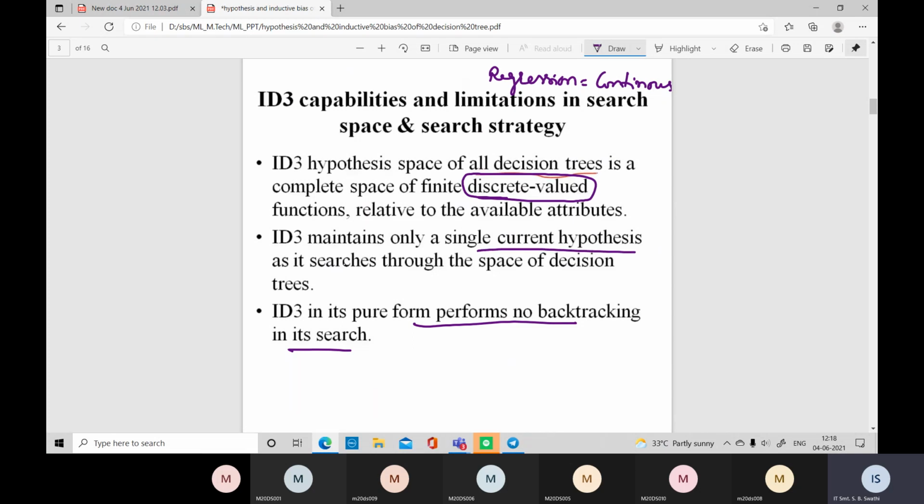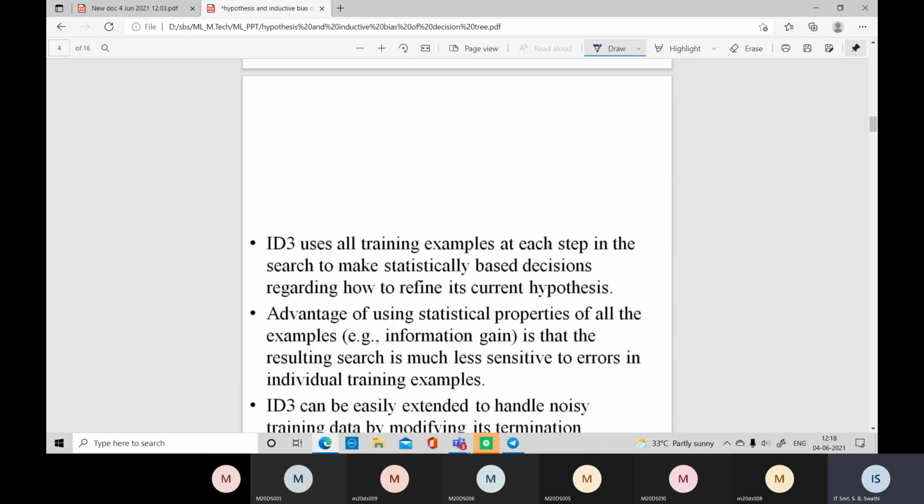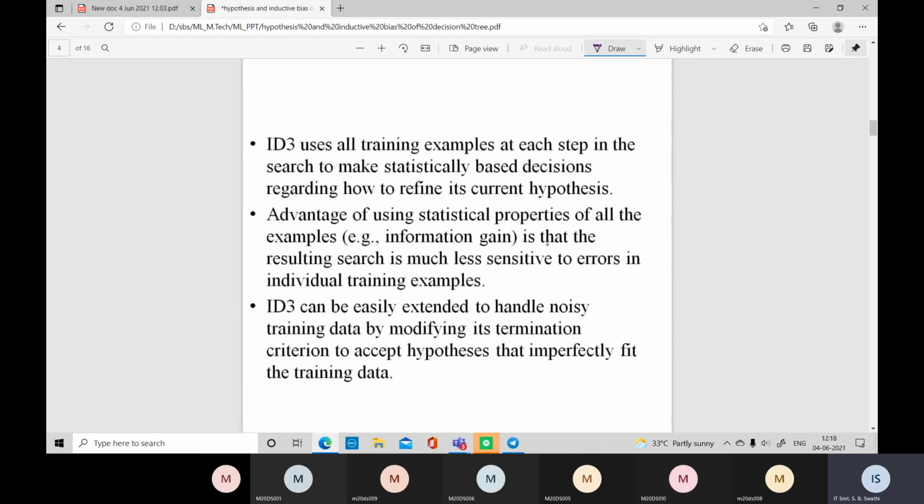And there will be only one single hypothesis space. Among the set of many trees, only one tree will be taken as the final decision tree, and the hypothesis will be generated only for that particular tree. Single hypothesis. So these are the three points related to the limitations, or the rules, for generating the decision tree.